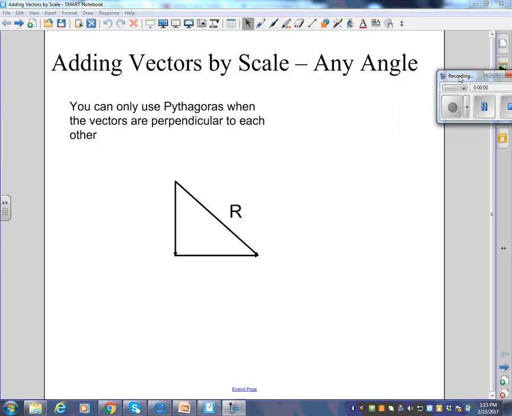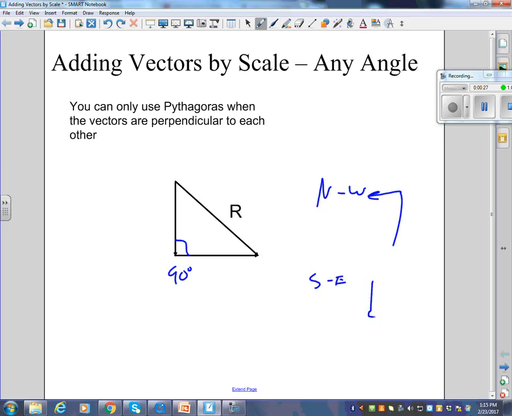Yep. So, adding vectors by scale at any angle. Yesterday, I showed you how to add vectors when they are perpendicular to each other. And the question just was, what does perpendicular mean? Perpendicular means when it's a right angle, right? 90 degrees, like north and west, or south and east, right? Exactly perpendicular to each other. Okay, that's how we did it.